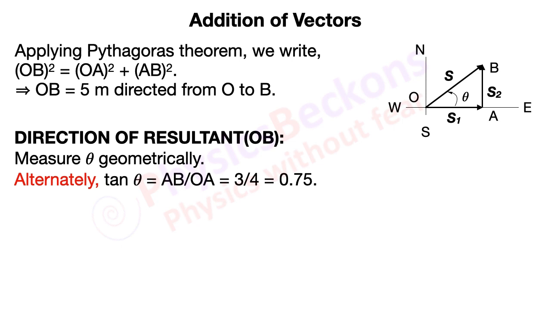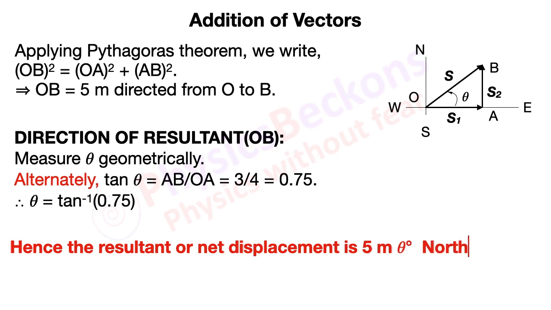Tangent theta is AB over OA, perpendicular over base, 3 by 4, 0.75. So theta will be tangent inverse 0.75. So we can say the resultant displacement is 5 meter at an angle of tangent inverse 0.75 north of east, or theta degree north of east.